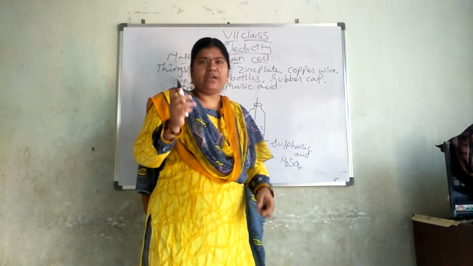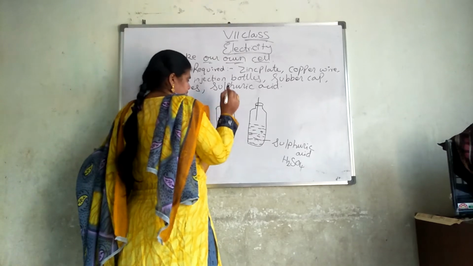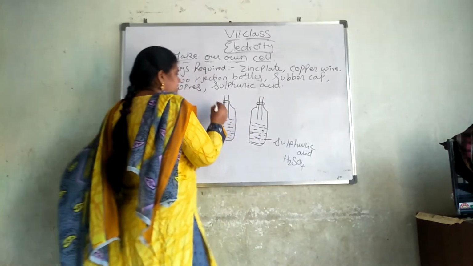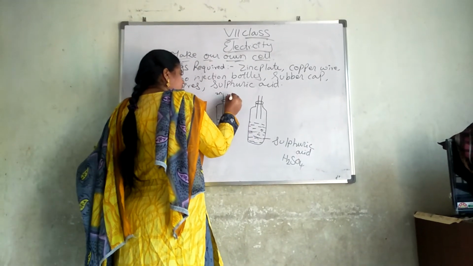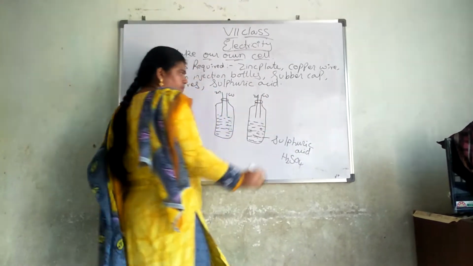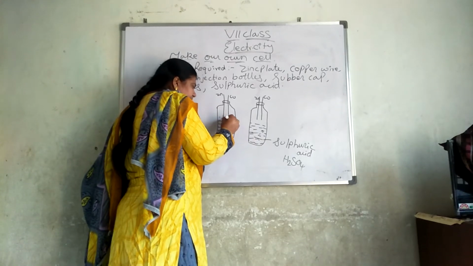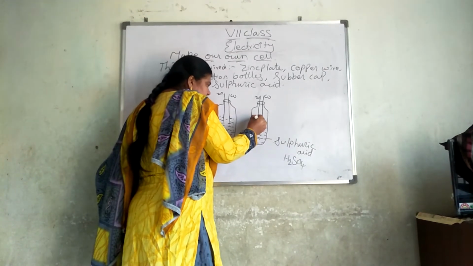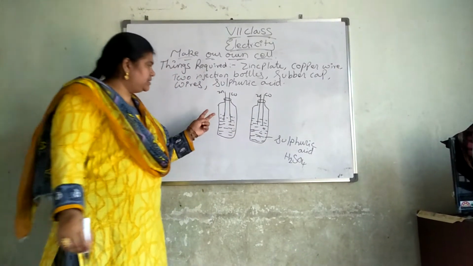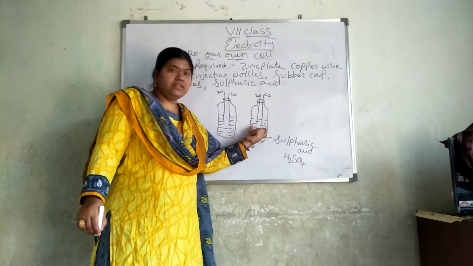And next what we have to take? We have to take a copper wire. Did you understand? Here 1 zinc plate, here 1 copper. We have to insert these two plates so that they touch the sulfuric acid. They must be immersed in the sulfuric acid. The zinc plate and copper wire must be immersed in the sulfuric acid.